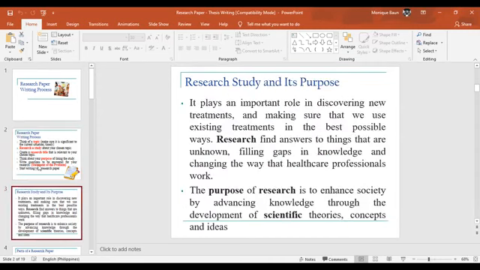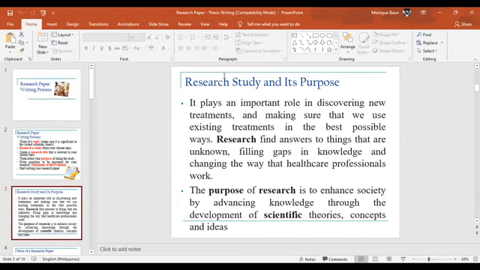So what is a research study? It plays an important role in discovering new treatments and making sure that we use existing treatments in the best possible ways. Because of research, we can find answers to things that are unknown, filling gaps in knowledge and changing the way that healthcare professionals work. That is why we are doing research: to make something new, to find answers to things that are unknown.